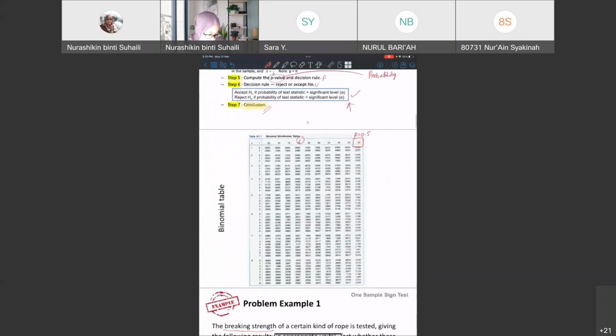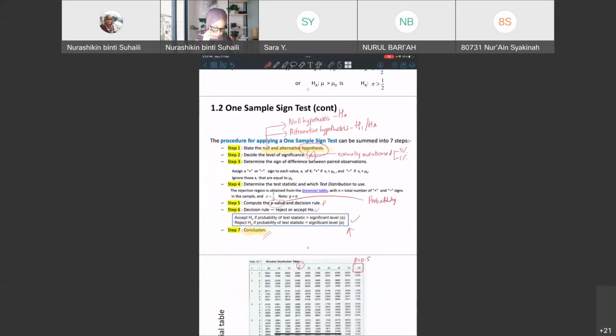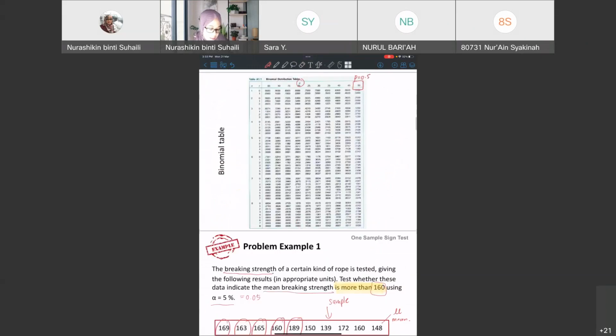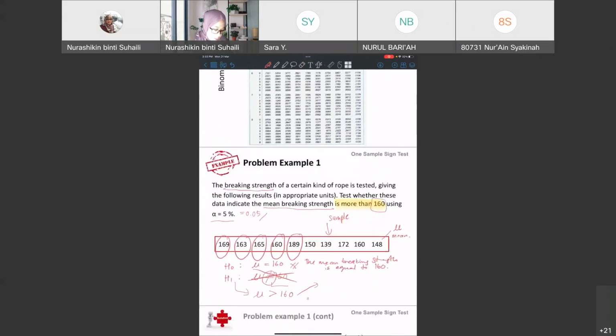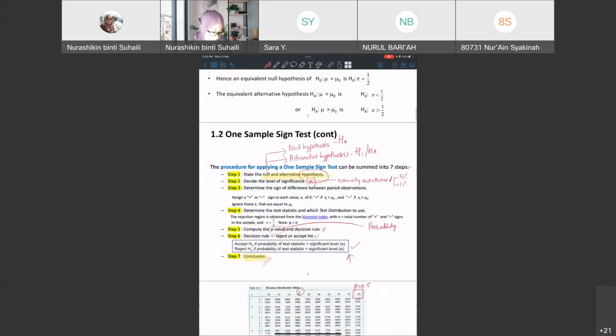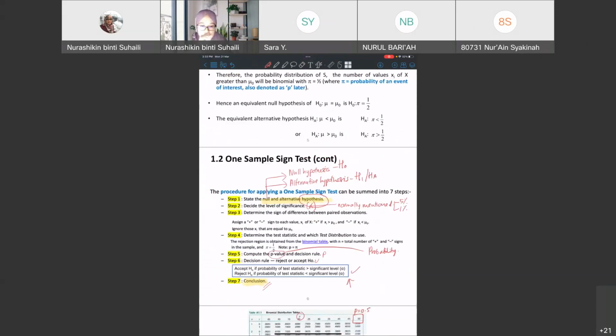Step 2, what's the step 2? Okay, step 2 is quite straightforward. The level of significance is given, it is 5%. Okay, you don't have to do much. Step 3, determine the sign of difference between paired observations.